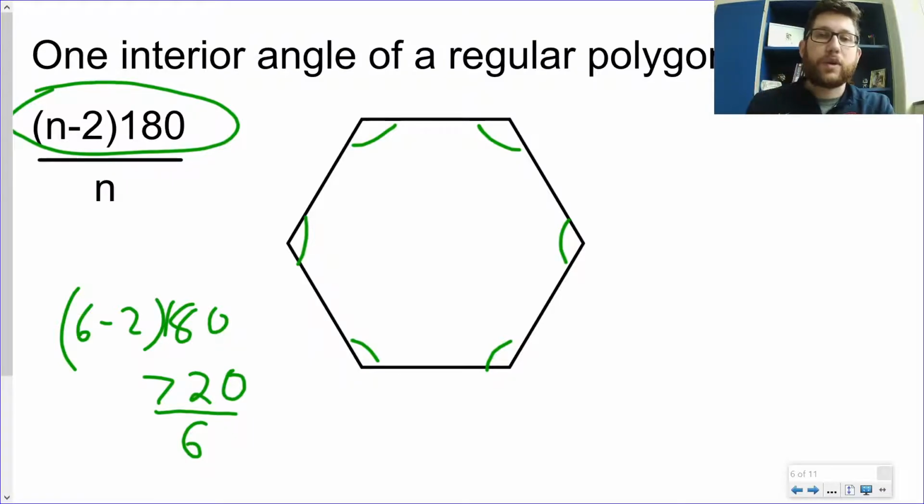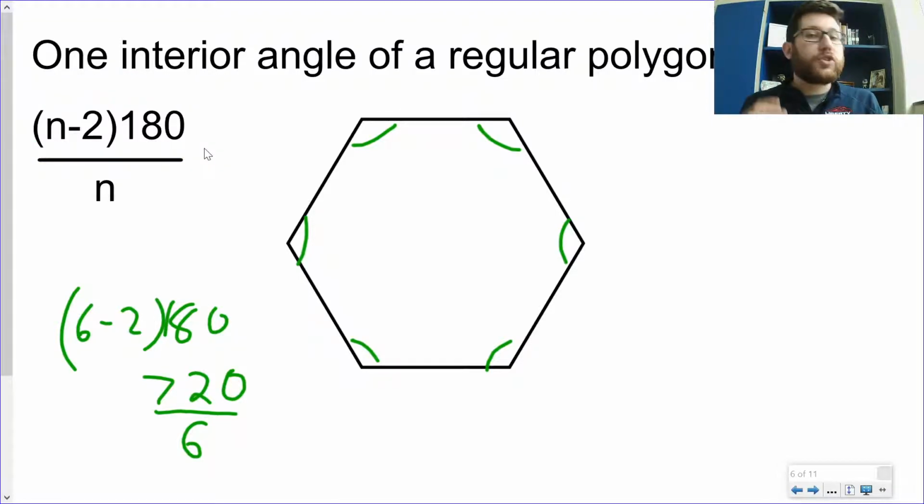So I'm going to say 720 divided by 6, or n minus 2 times 180, that's the sum, divided by your number of sides. So that's where this formula comes from. It's not just kind of made up. It's actually coming from two pieces, the sum and the number of angles that we have.